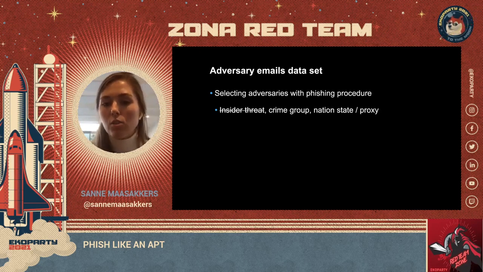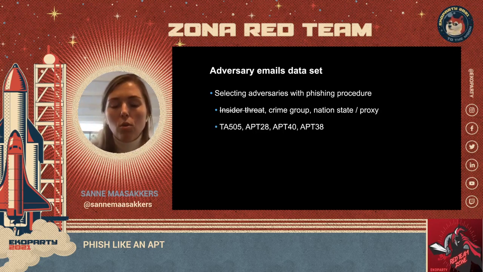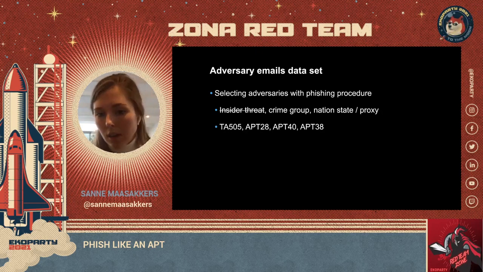So I selected crime groups and nation states that use this phishing procedure. When thinking about the most important groups to use in this research during our next adversary emulation, I divided them by size, how advanced they are, but also where they're from. So I selected TA505, APT28, APT40, and APT38.